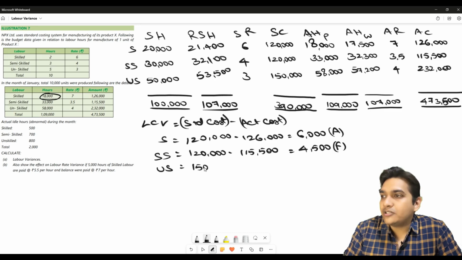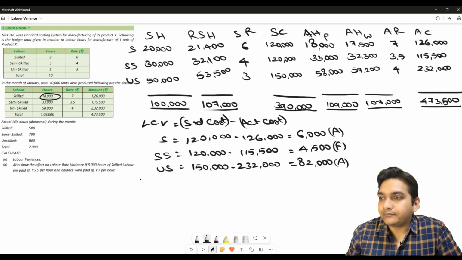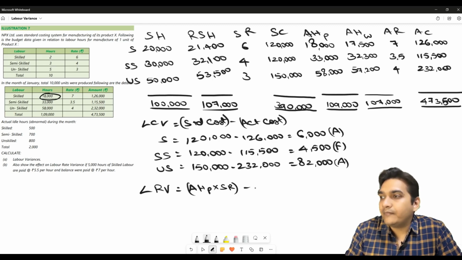Unskilled, standard cost is 1,50,000, actual cost is 2,32,000. My variance comes to 82,000 adverse. Now next, let us calculate labor rate variance. To calculate labor rate variance, the formula is actual hours paid into standard rate minus actual hours paid into actual rate.